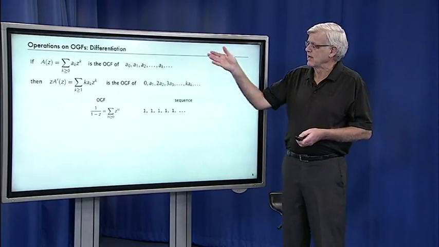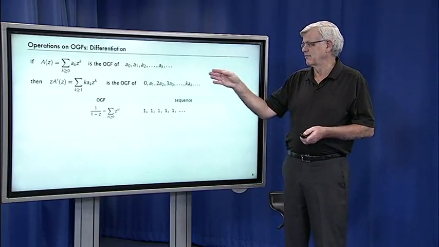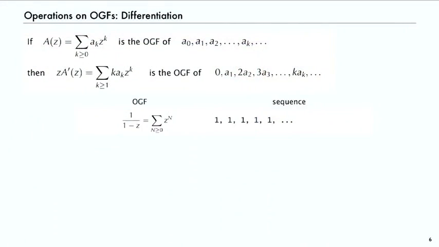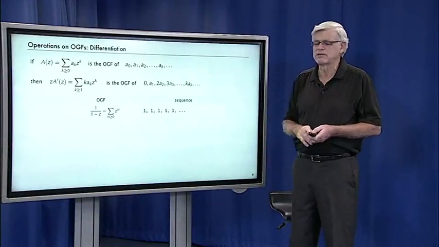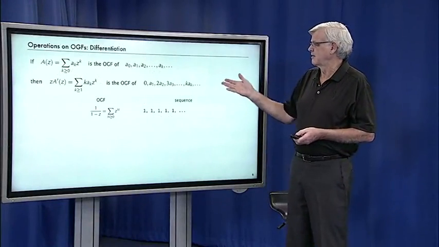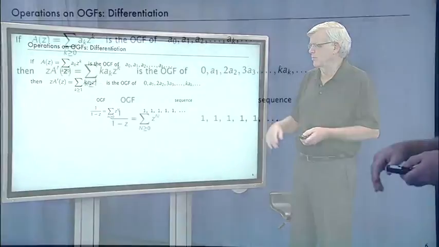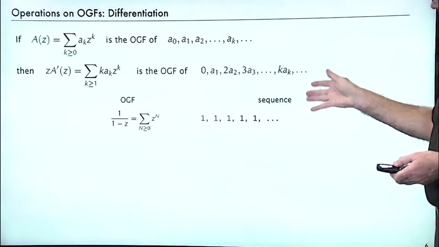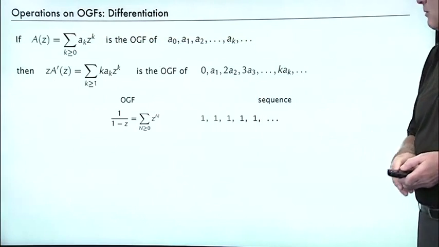Differentiation, that's another thing. If we have a generating function A(z) equals the sum of a_k z to the k, if we differentiate that and multiply by z, that's z A prime of z, the sum of k a_k z to the k. That's the generating function of this sequence, a1, 2 a2, 3 a3, and so forth. And that's a useful operation that we can use, again, to get generating functions for more sequences.